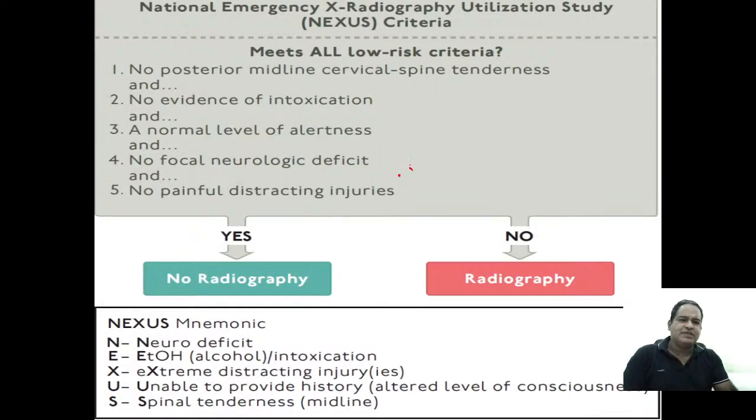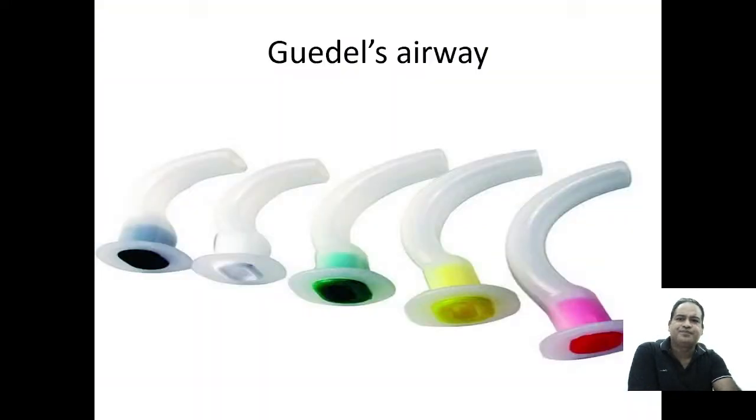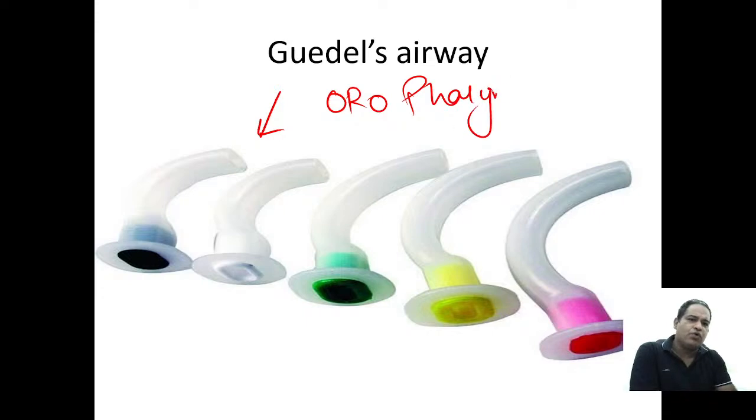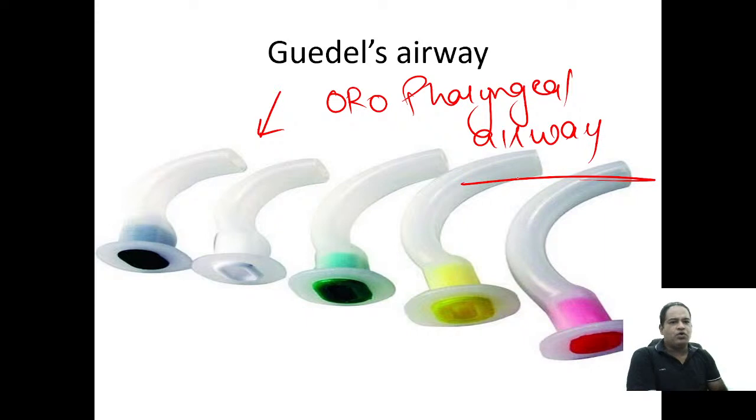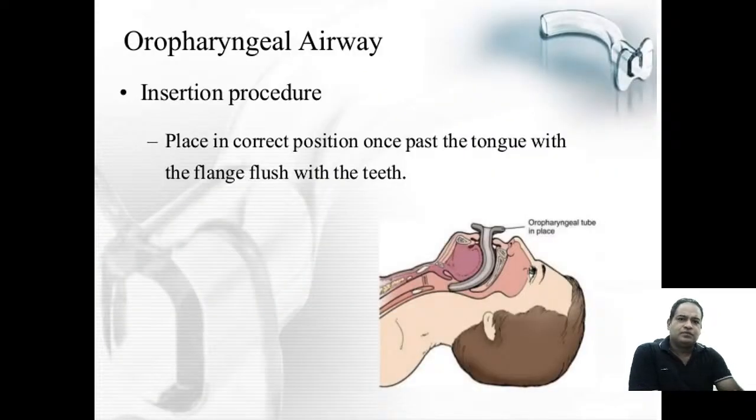Next is your NEXUS criteria. NEXUS criteria will also tell you whether you want a cervical spine X-ray done or not. Now this image, Guedel airway, also called oropharyngeal airway, comes in different sizes. I don't think you need to remember the color. This is how you insert an oropharyngeal airway.